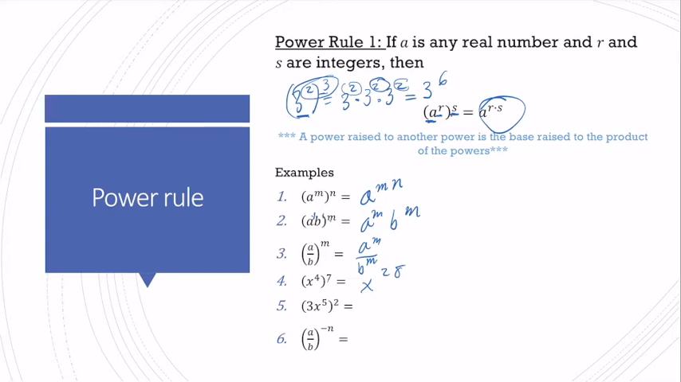If I have (3x to the 5th) squared, remember I need to square that 3, and that x to the 5th becomes 5 times 2, which is 10. You can go ahead and leave it as 3 squared, or you can change that to 9. They're equivalent, so it's totally up to you. Next, I have a to the negative n over b to the negative n. That gives me a negative n, b negative n. Do we like negative exponents? No, so we're going to have to flip this.